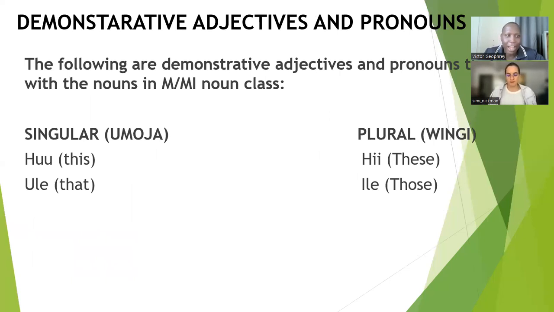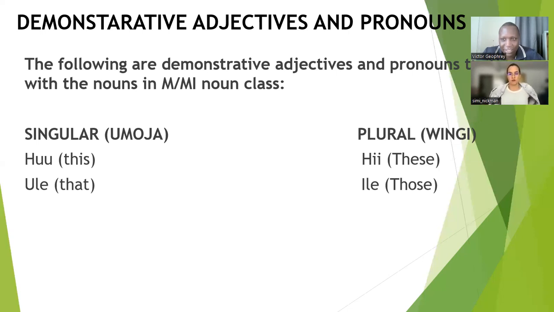Now we are going to the demonstrative adjectives and pronouns that go with nouns under the M noun class. These are the only demonstrative adjectives that go with nouns found under the M noun class. There is huu, which means this. There is ule, which means that. There is hii, which means these. Ile means those.